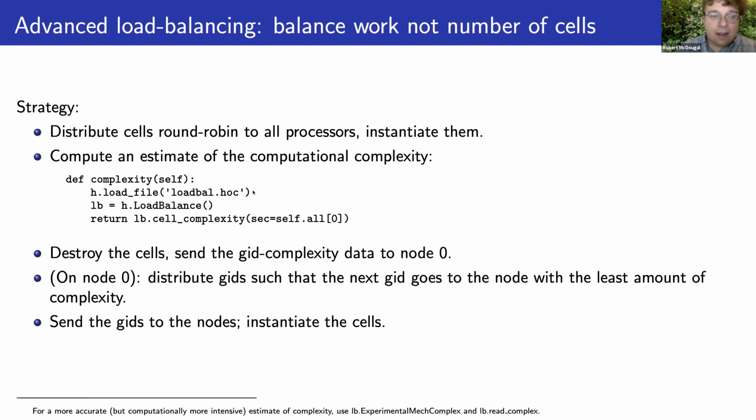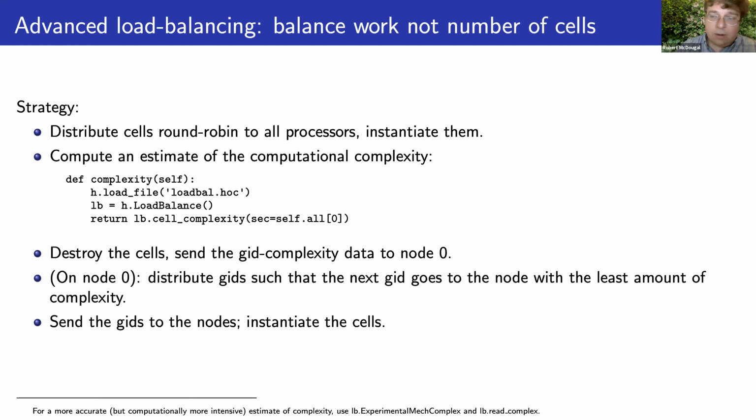And Neuron has a library for this, known as the load balance library, or loadbal.hoc. So I can load that file in, that's the load balance library, construct a load balance object, and then just use that load balance object's cell complexity method and pass in a section, any section on that cell, and it's going to calculate the computational complexity of that cell. It's going to take into account the number of segments, etc. And then this is going to return a number. And then I can distribute based on the computational complexity.